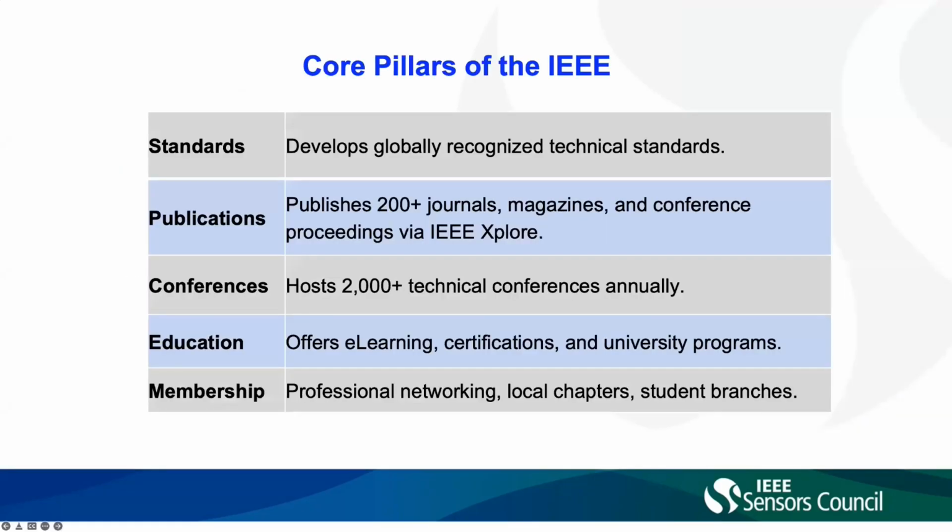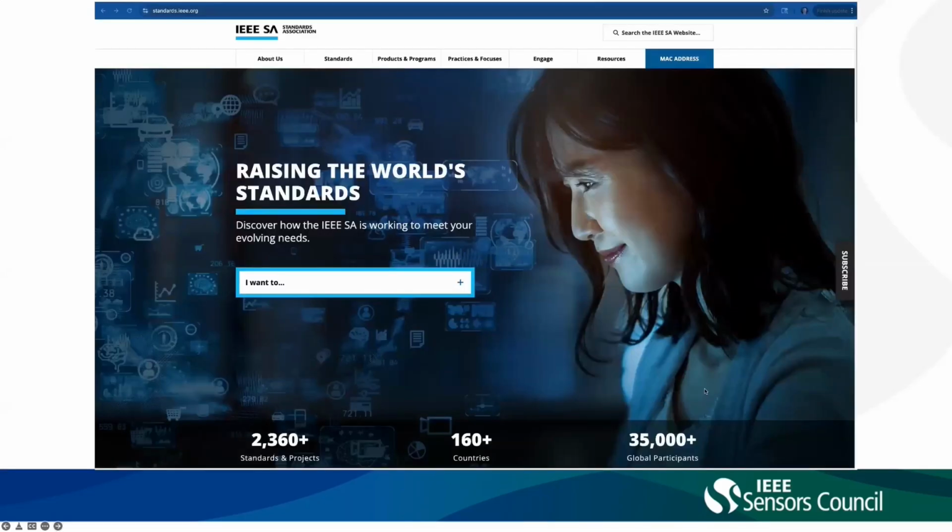The pillars of the IEEE: standards, globally recognized technical standards, we all know of those. Publications, over 200 journals. In addition, there are magazines and conference proceedings, over 2,000 of these technical conferences that are published around the world. All of those publications are available in IEEE Xplore. It offers e-learning, certifications, professional networking, and has local chapters and student branches all around the world. That's the IEEE. The Standards Association is an independent organization within IEEE.